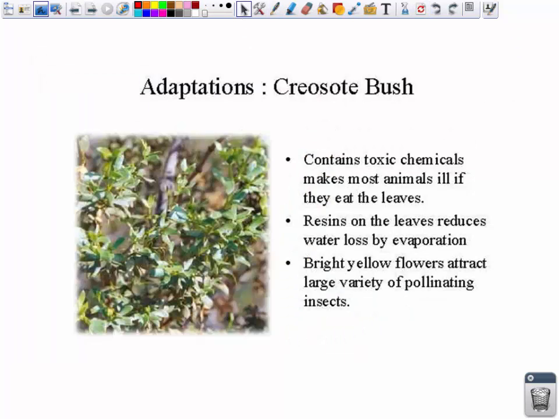And then here's an example of a plant adaptation. The creosote bush contains toxic chemicals in the leaves, again another survival adaptation so that animals will not eat it. Also on the leaves are resins that help it maintain moisture and hold water so that water isn't lost by evaporation. And then to make sure that it reproduces, it produces a bright flower that attracts pollinating insects. Again, the purposes of adaptations are to reproduce, survive, obtain energy, and to adapt to climate.